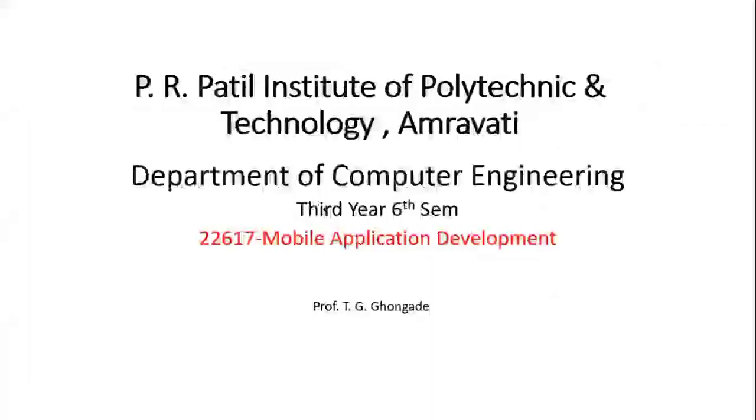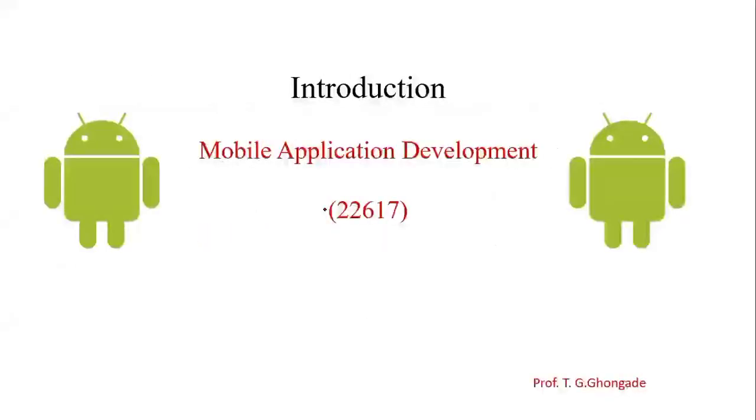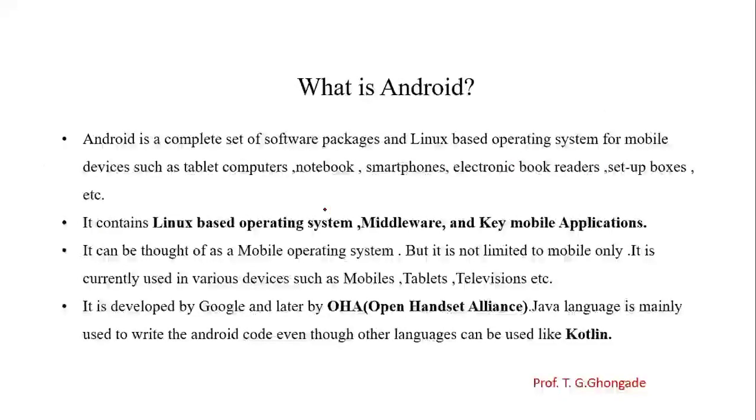First of all, we are going to deal with the introduction. Okay, so first of all, we will go for what is Android. Android is a complete set of software packages and a Linux based operating system for mobile devices such as tablet computers, notebooks, smartphones, electronic book readers, set-top boxes, etc. Right now Android based televisions are also there. So TVs are also there, smart TVs. So you can just imagine that Android is everywhere. Wherever smart applications and smart appliances are there, they are basically using Android.